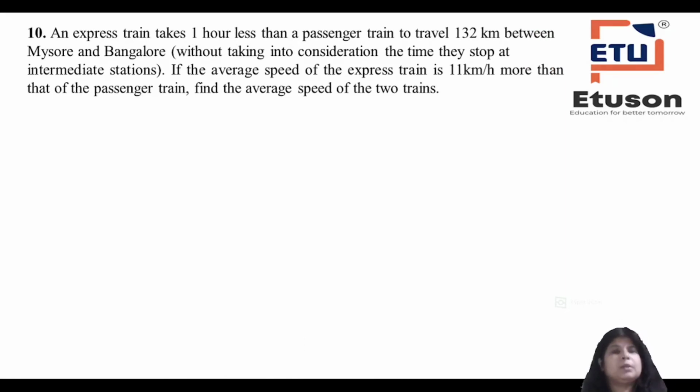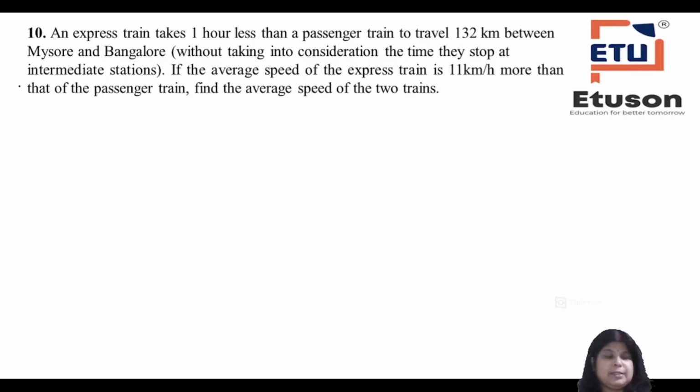An express train takes 1 hour less than the passenger train to travel 132 km between Mysore and Bangalore. Oh, they both are my favorite destination. Without taking into consideration the time they stop at intermediate stations, if the average speed of the express train is 11 km per hour more than that of the passenger train, find the average speed of the two trains.